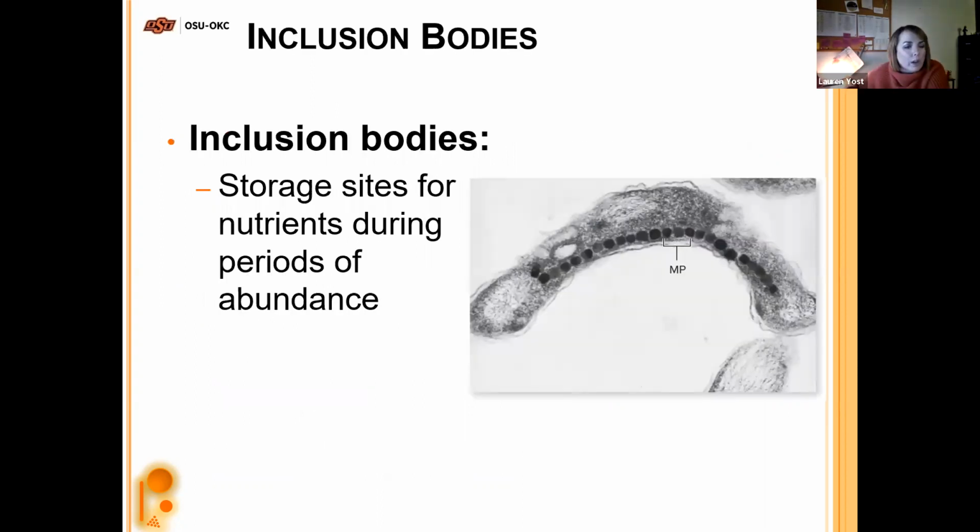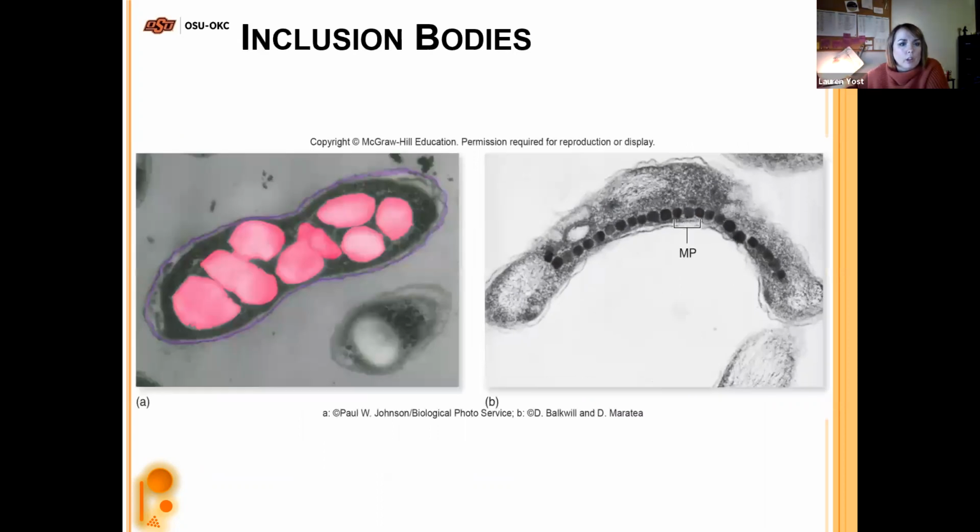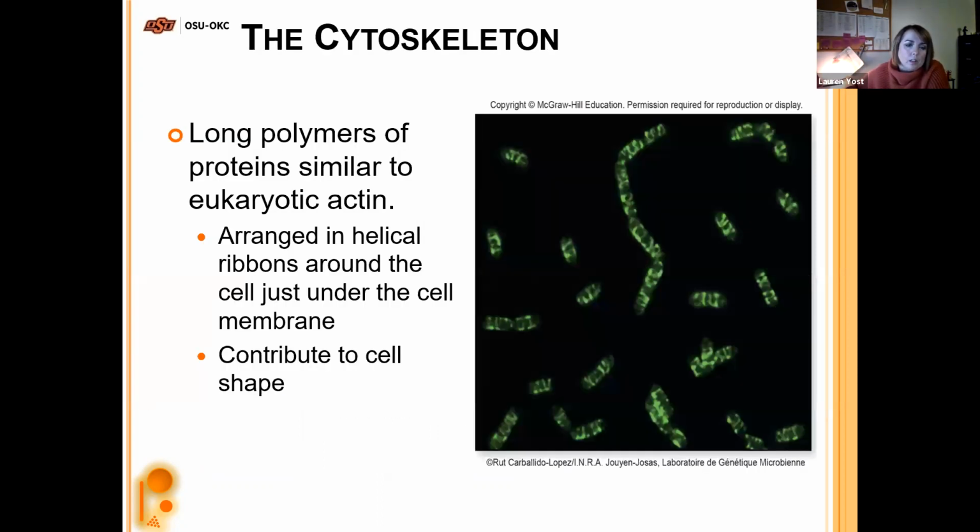Then we've got inclusion bodies where you store things. Here's some pictures of inclusion bodies, big and small. All right, the cytoskeleton polymer is a protein, similar to what we have, actin in eukaryotic cells. You guys are probably not familiar with that, but that's okay. I'm telling you that eukaryotes like you and I, our cells are shaped by interior structure made by actin filaments. So prokaryotes, like bacteria and archaea, have polymers of proteins similar to that. That helps with their cell shape.